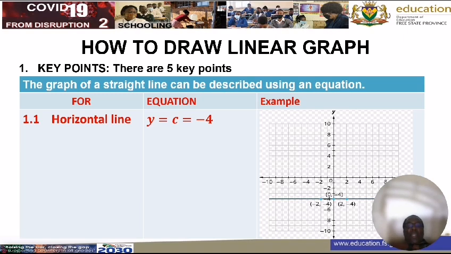This is an example on the right hand side whereby we're saying the equation is y equals c. In other words, all the points are on negative 4, both on the right hand side and also on the left hand side, all in the third quadrant and also in the fourth quadrant.